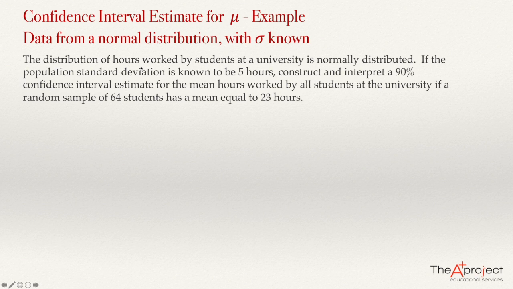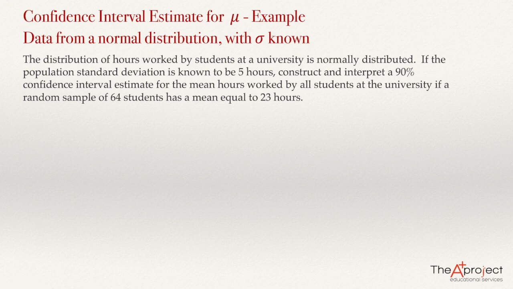It will be a good idea to solve another example. The distribution of hours worked by students at the university is normally distributed. If the population standard deviation is known to be 5 hours, construct and interpret a 90% confidence interval estimate for the mean hours worked by all students at the university, if a random sample of 64 students has a mean equal to 23 hours.